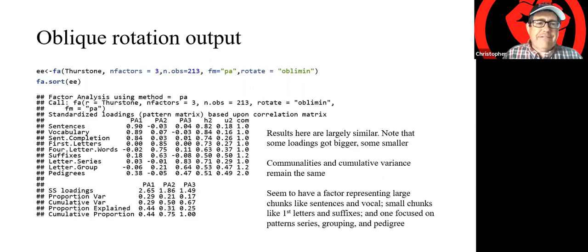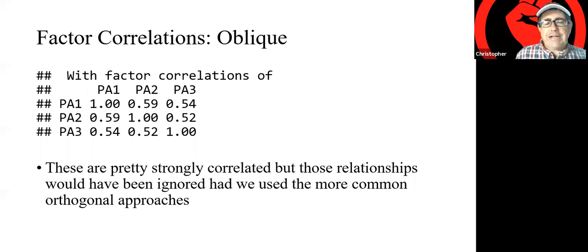For the second factor, we have, again, the letters and suffixes. And then the third factor remains those things with groupings, and patterns, letter series, letter group, pedigree. Very much the same pattern here. The main difference being when we take a look at our factor correlations. These factors actually turn out to be pretty strongly correlated at the 0.5 range for all of them.